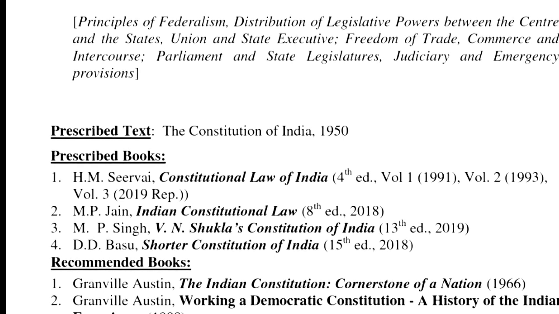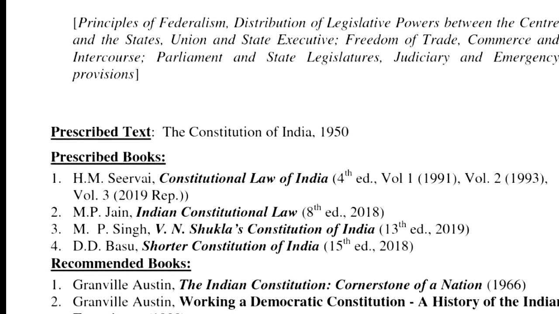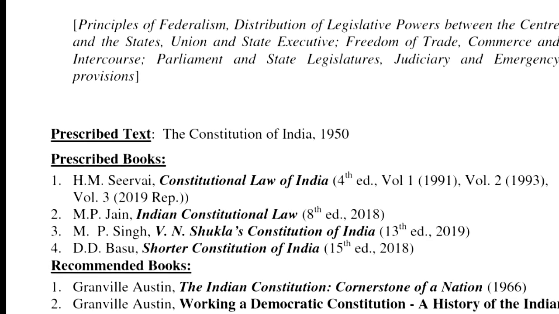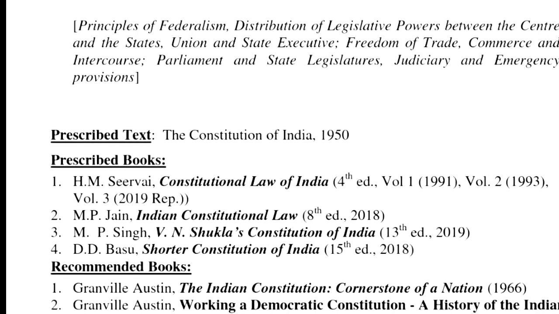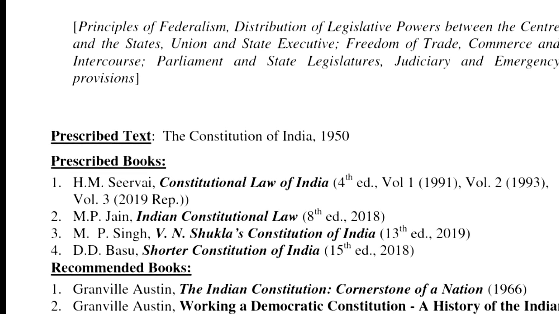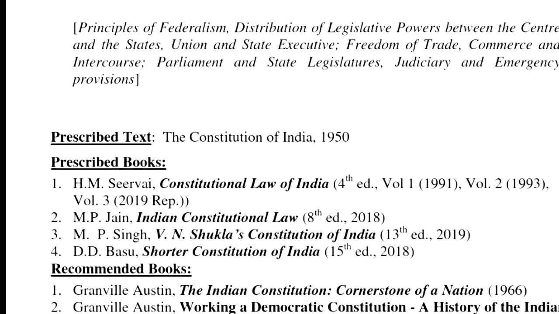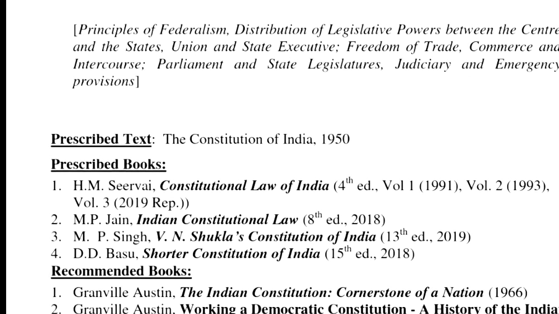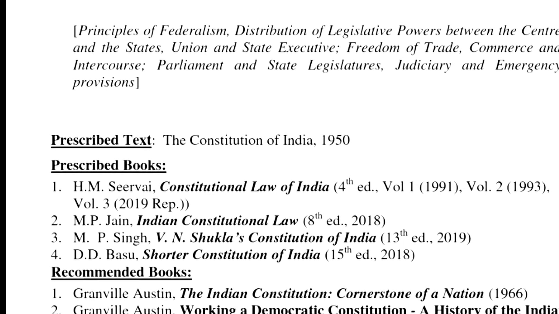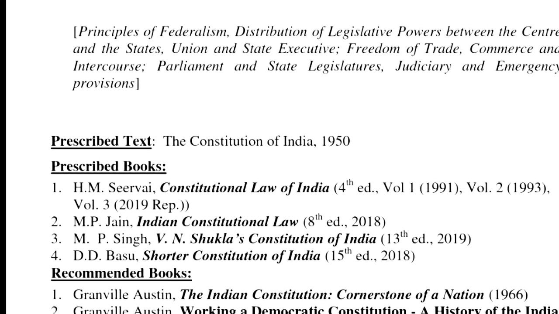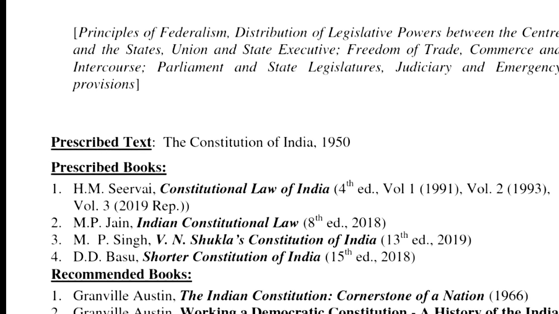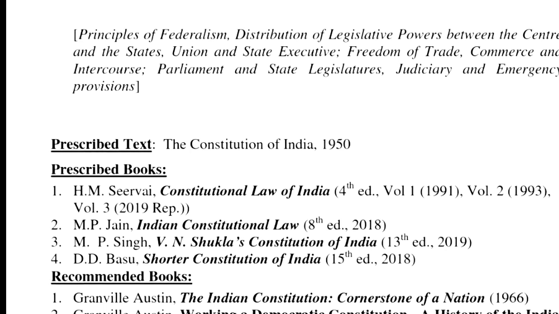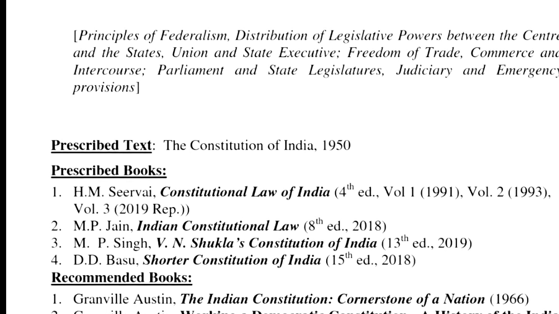Now, what purpose does this serve? This Tribes Advisory Council can voice the wants and aspirations of those areas and people living in those tribal areas, and act as a bridging gap between the scheduled tribe areas and the government. So that is the entire objective of this specific fifth schedule.